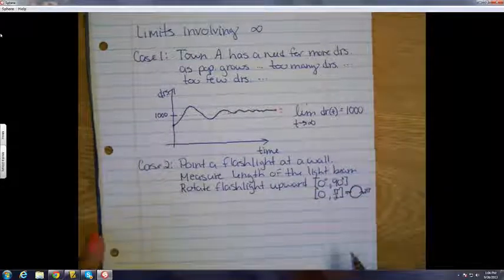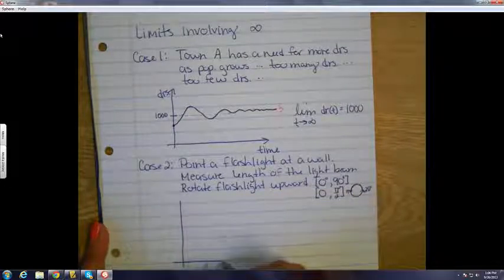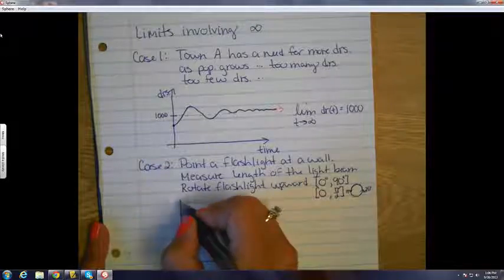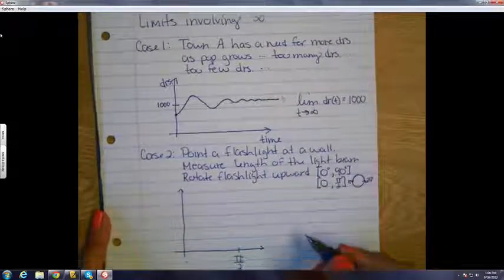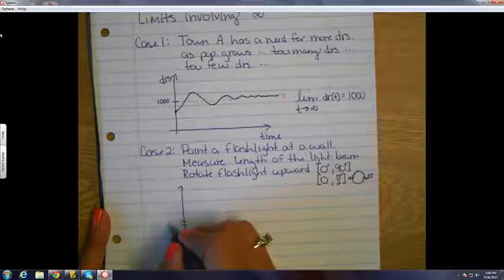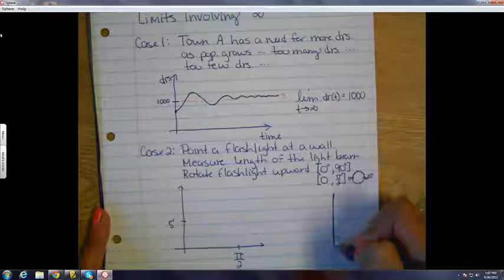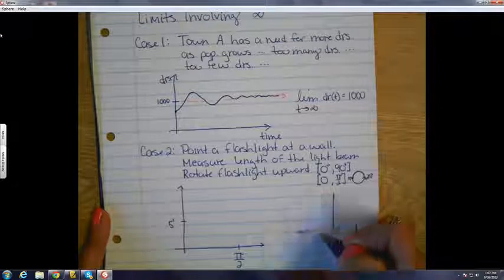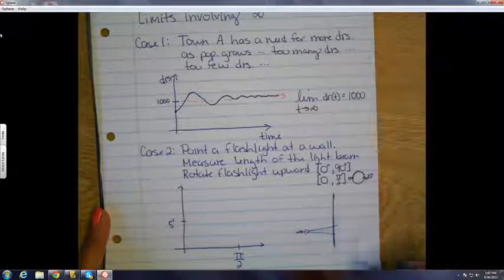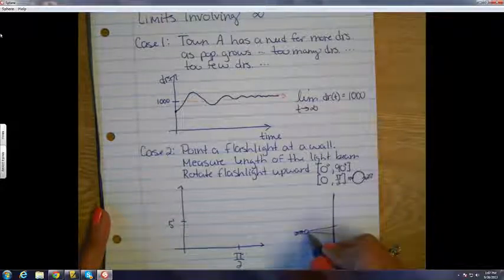Okay. So our graph would look like this. Let's go pi over 2. And let's say I'm starting at 5 feet from the wall. So if you need a little picture, here's my wall. Here's my little flashlight. Button, the beam of light. That's a bad flashlight. Okay, and we're starting 5 feet away from the wall.